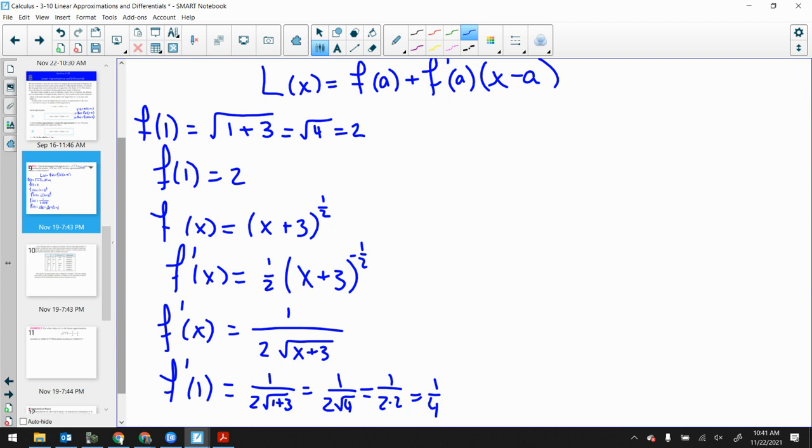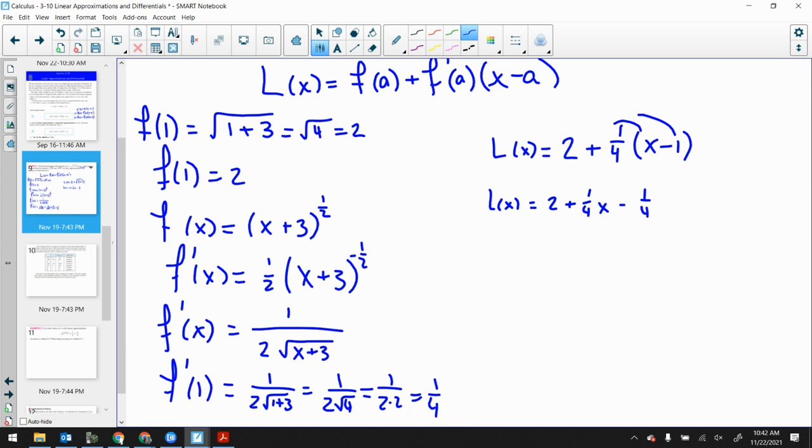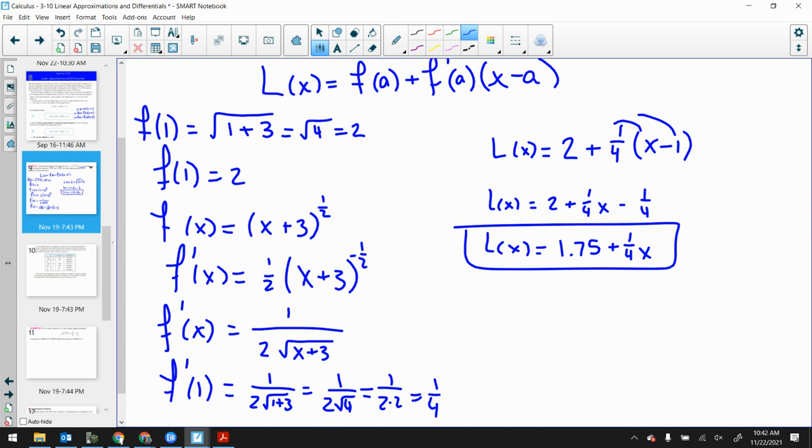Just saying. So L of x is equal to f of a, which is 2, plus f prime of a, which is 1/4, times x minus a. A is 1. And now we just simplify it. So L of x is equal to 2 plus 1/4 times x minus 1/4. So 2 minus 1/4 is 1.75. Did I really do the decimal? Yeah, I did a decimal. L of x equals 1.75 plus 1/4 x. That is what's called the linearization at 1, the linear approximation at 1, the tangent line at 1.